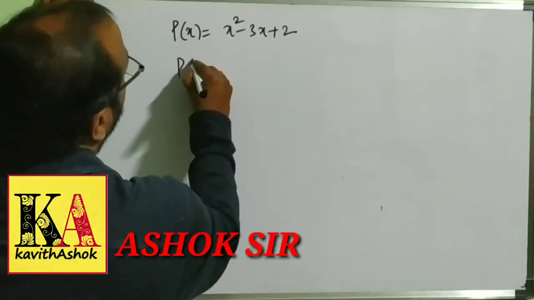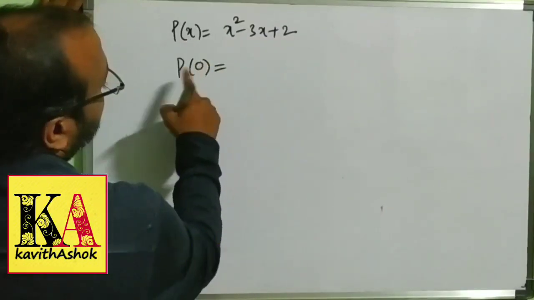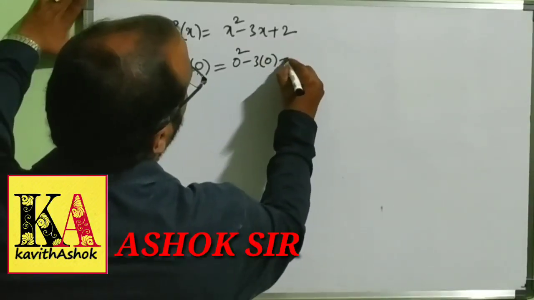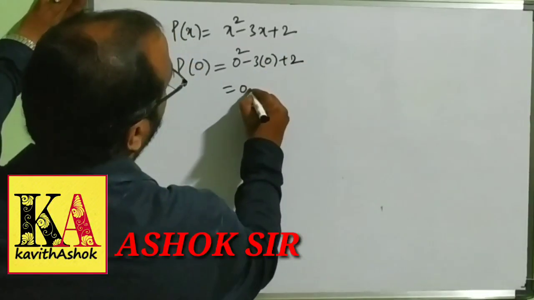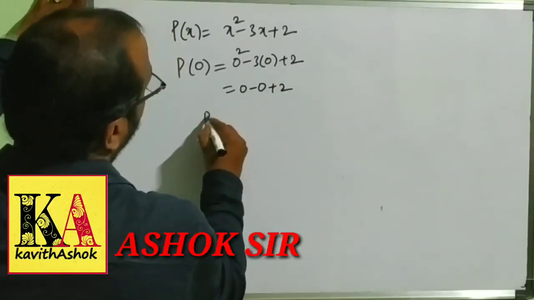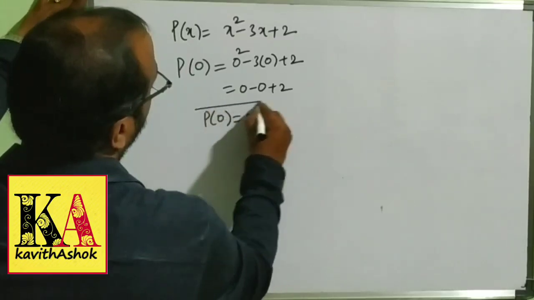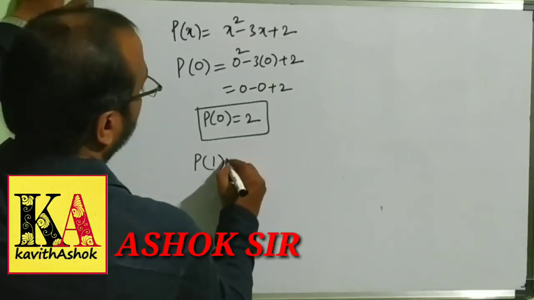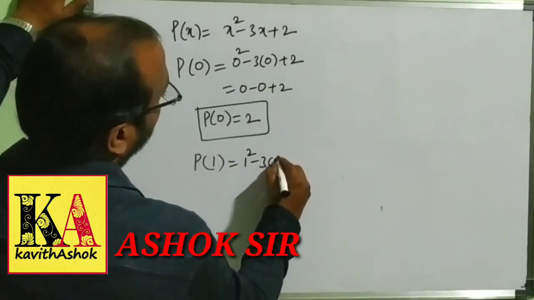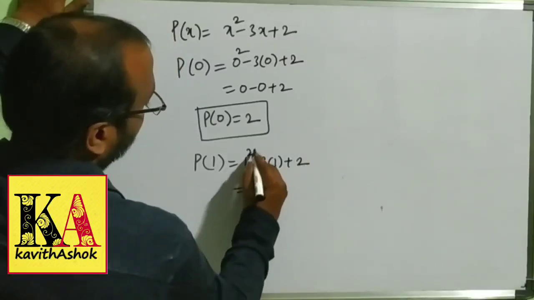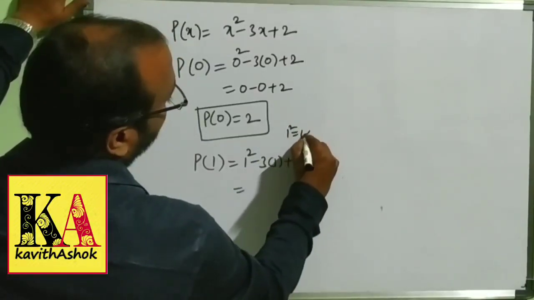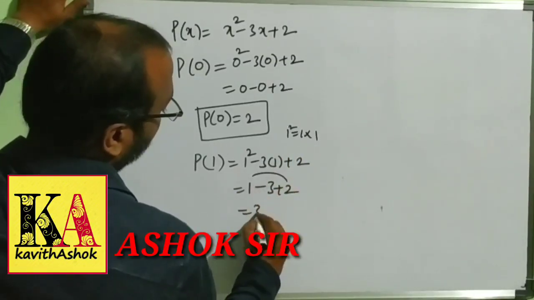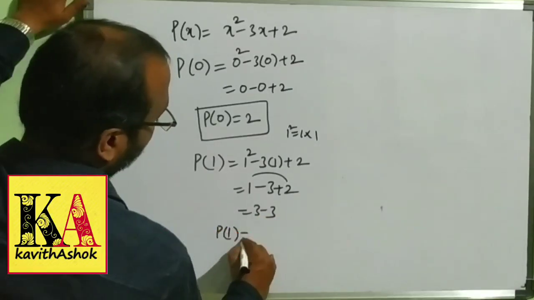If we substitute 0 in the place of x, what can we get here? 0 square minus 3 into 0 plus 2. 0 square is 0, minus 0 plus 2. So finally p of 0 is equal to 2. If you take p of 1, then 1 square minus 3 into 1 plus 2. 1 square is nothing but 1 into 1, which is 1, minus 3 plus 2. 1 plus 2 is 3, 3 minus 3. So finally the p of 1 value is equal to 0.